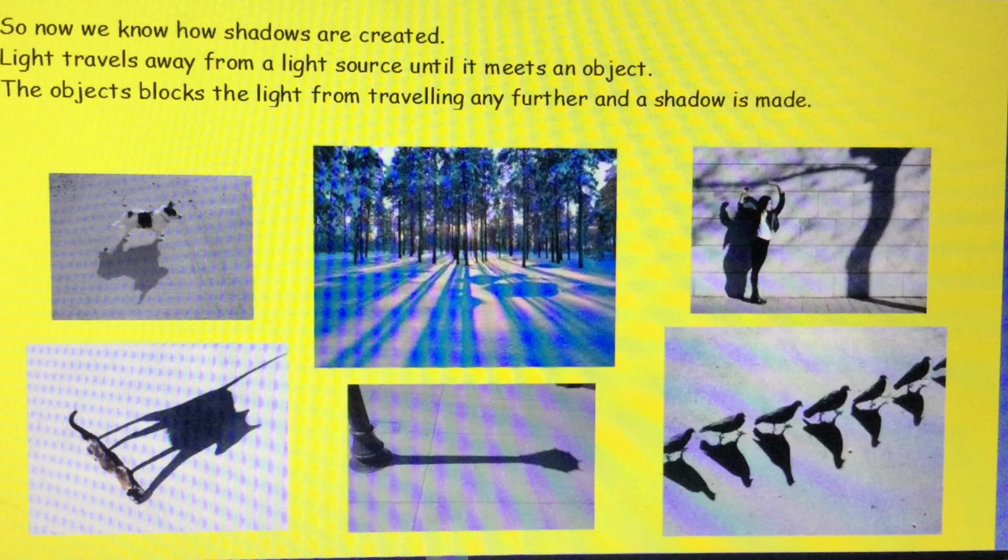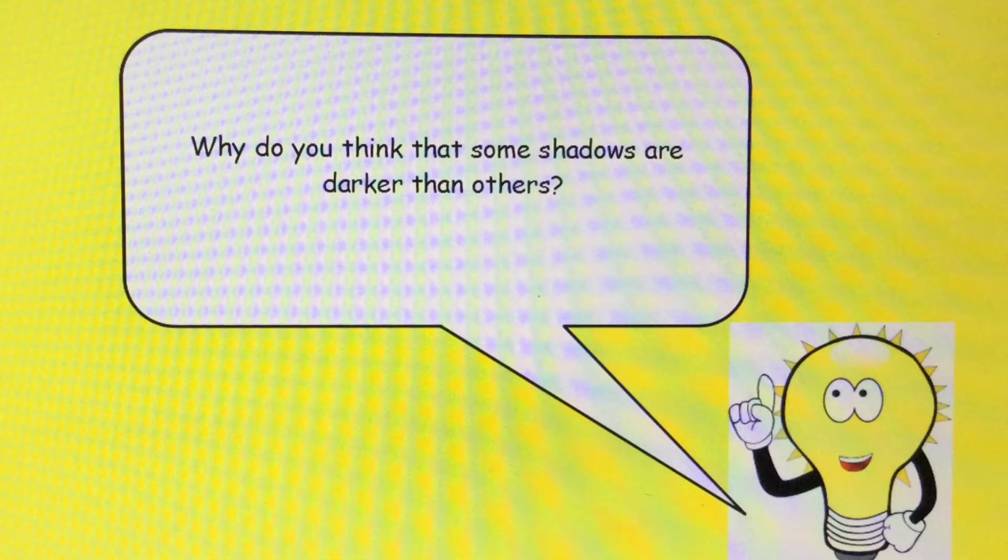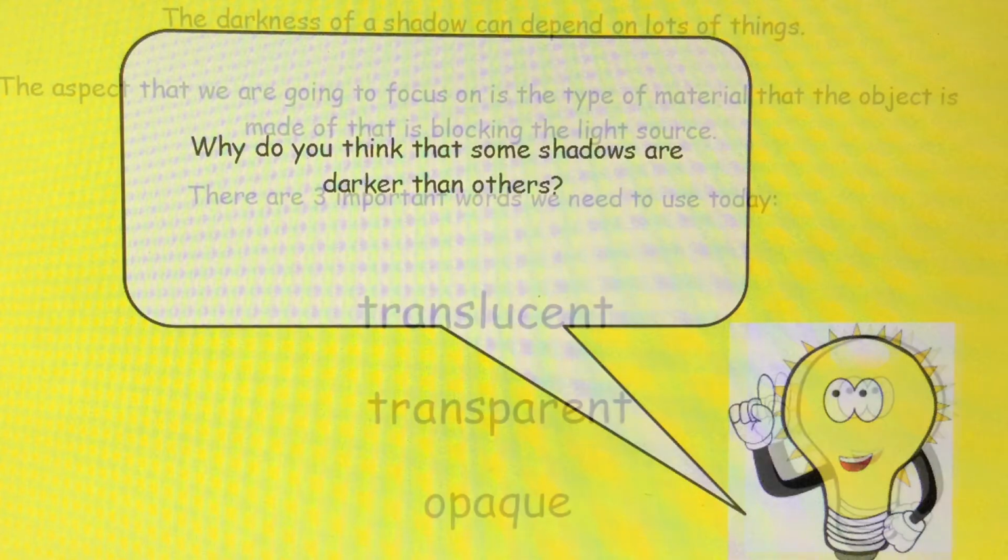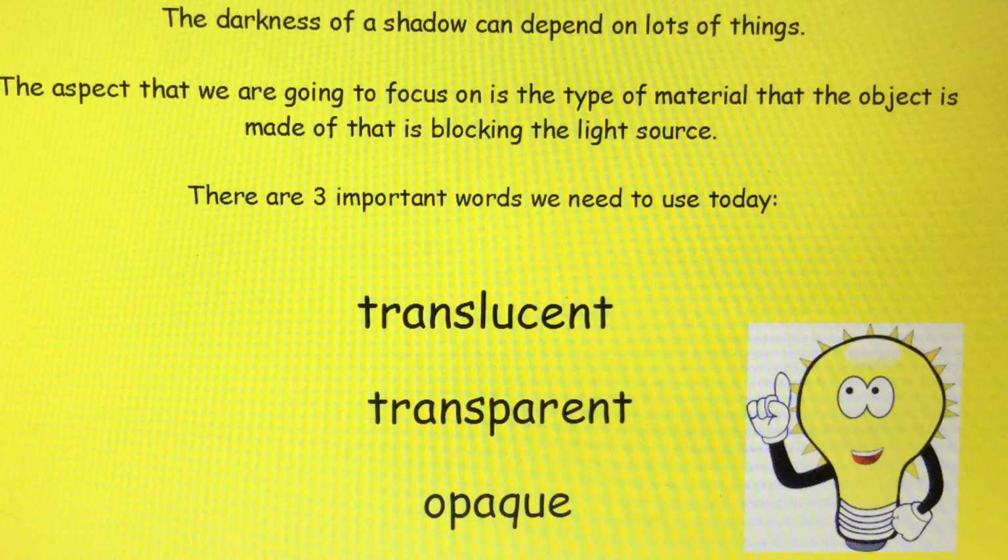So now we know how shadows are created. Light travels away from a light source until it meets an object. The object blocks the light from travelling any further, and a shadow is made. Why do you think that some shadows are darker than others? The darkness of a shadow can depend on lots of things, but the aspect that we're going to focus on today is the type of material that the object is made of that is blocking the light source and creating the shadow. And there are three important words that we need to use today when we talk about this: translucent, transparent, and opaque.